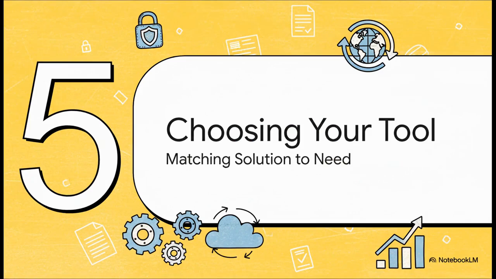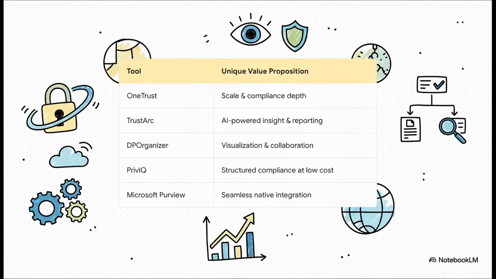So, wow, we've covered a lot of ground. We've looked at the leaders, the challengers, and the native option. The big question now is, how do you actually choose the one that's right for you? This little summary table really brings it all together, doesn't it? If you're a global enterprise, OneTrust gives you that incredible scale and depth. For those AI-driven insights, especially in regulated fields, TrustArc is a really strong contender.